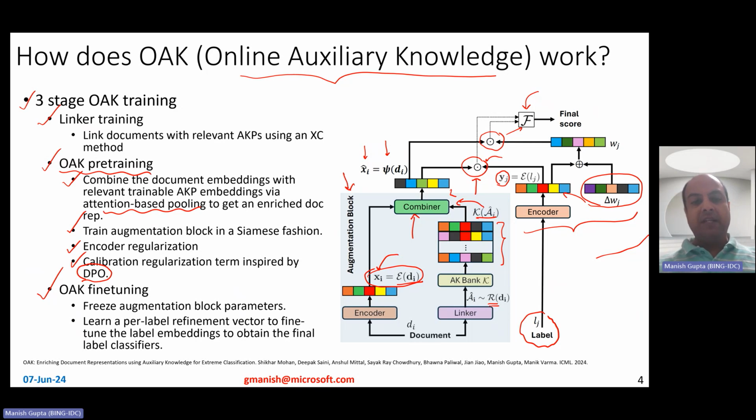Once you're done with that, what we do is OAK fine-tuning, which is where these classifiers are going to be trained. So for OAK fine-tuning, we freeze the augmentation block parameters. This highlighted block is all frozen, all the parameters are frozen, and you learn delta WJs, so that you can finally get the overall classifiers per label, WJ for j equal to 1 to the label set size. So you learn a per-label refinement vector, delta WJ, to fine-tune the label embeddings to obtain the final label classifiers WJ.